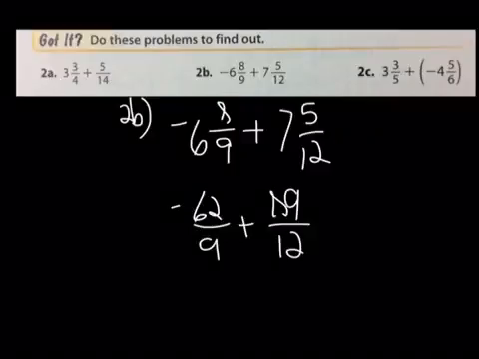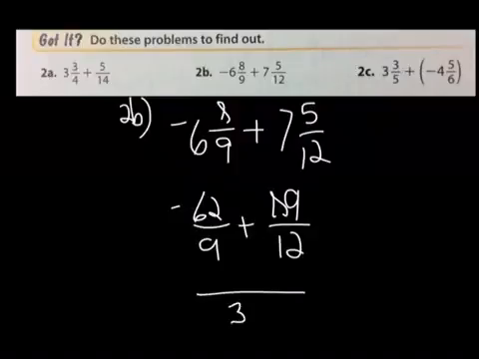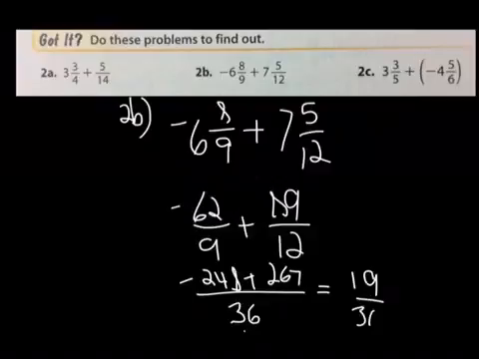Okay, now the common denominator is 36. 9 times 4 is 36. And 62 times 4 is 248. Plus 89 times 3 will be 267. Right, so now I'm adding this amount to this negative, and when I do that, I get an answer of 19, a difference of positive 19 over 36. And there you have it, boys and girls.